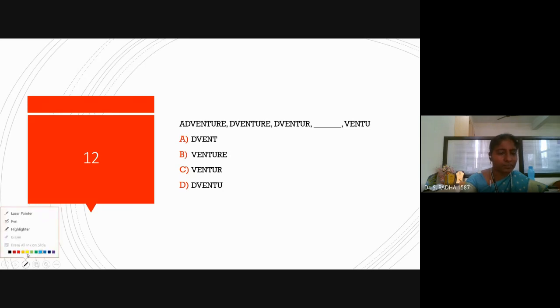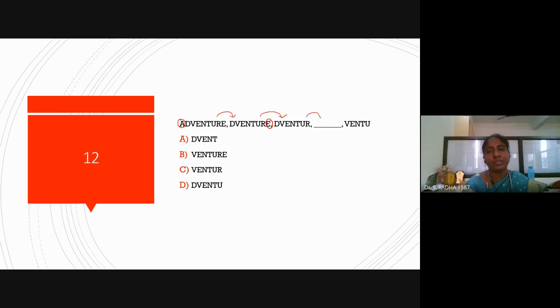Adventure is the first letter. Second, A is not there: D, venture. Third, the last E is removed: D, venture. What you are able to observe from first to second is that A is removed. From second to third, the last one is removed. Beginning letter is removed, last letter is removed.